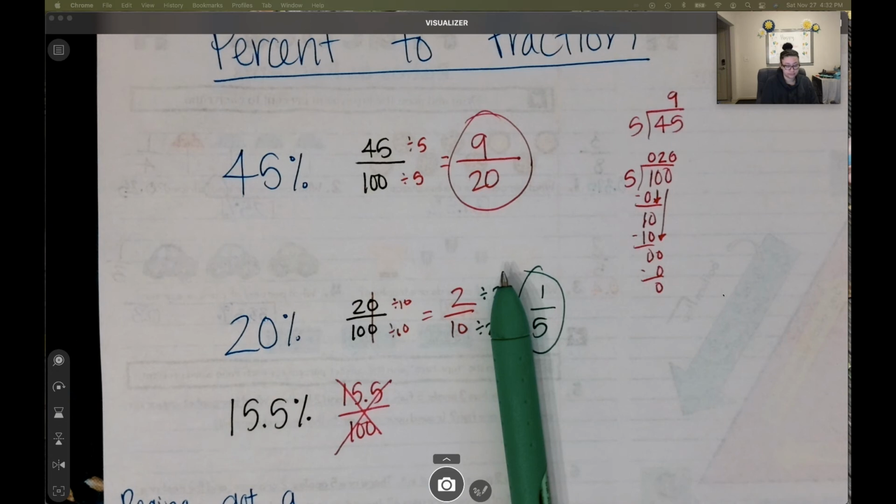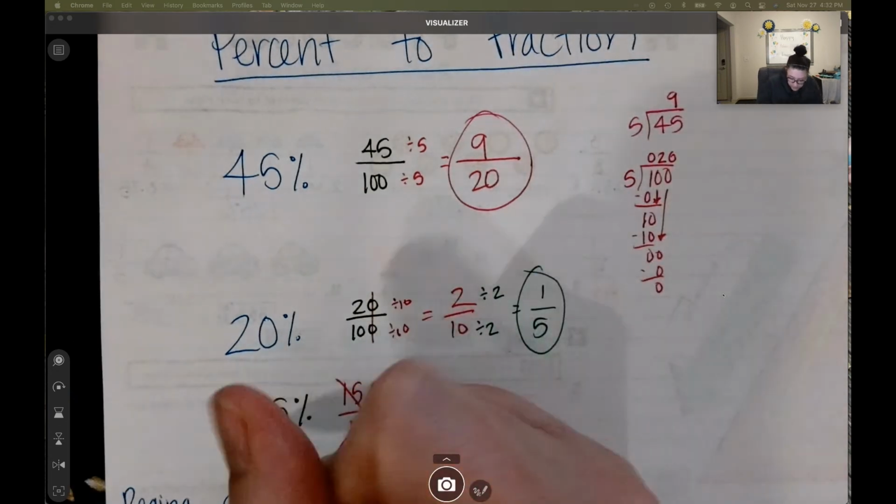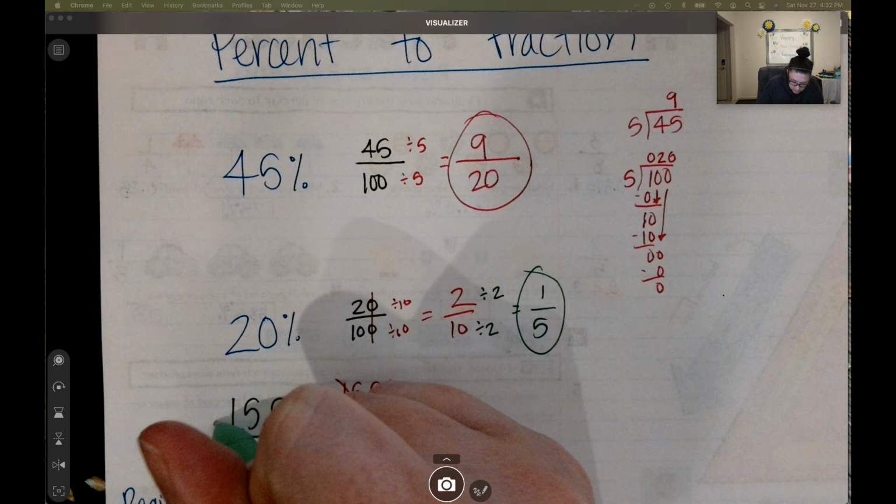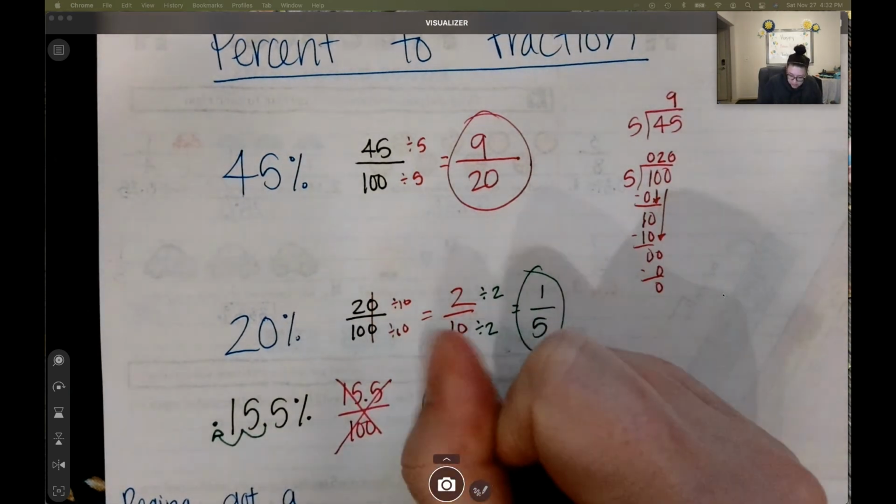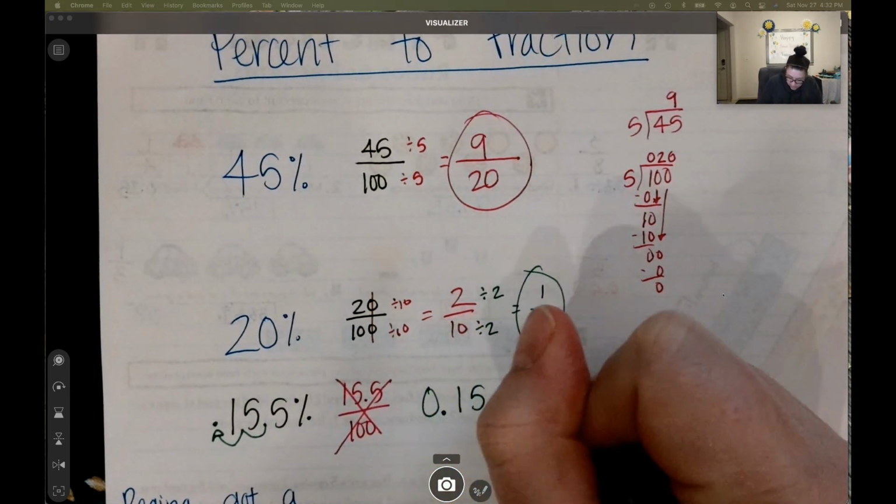Beyonce! Thanks, girl. We go to the left, put in our decimal. So now we have 0.155.